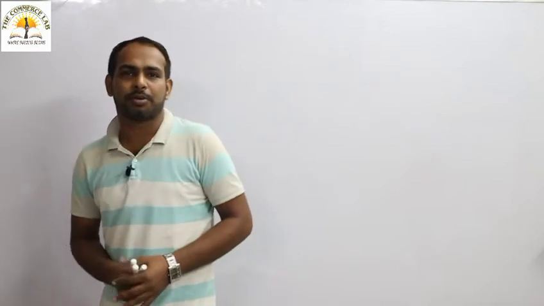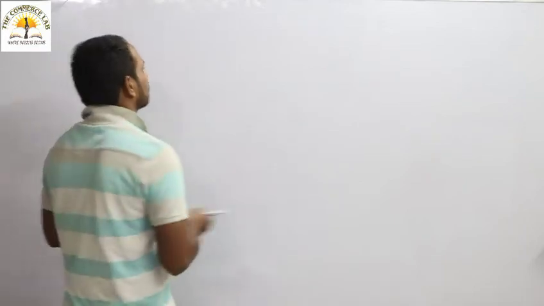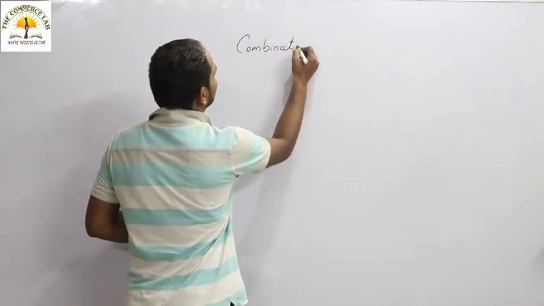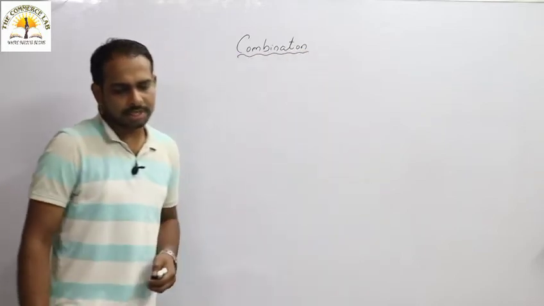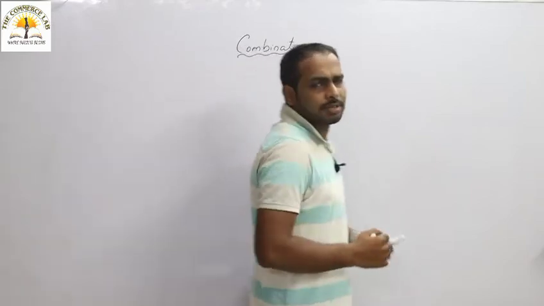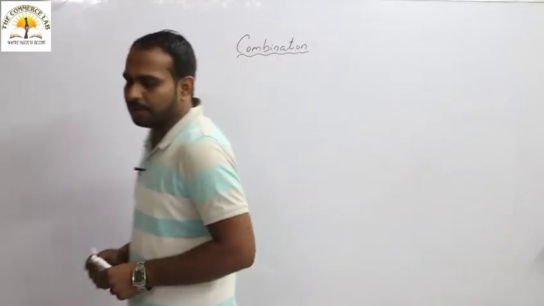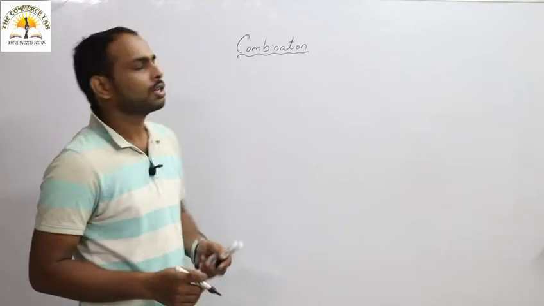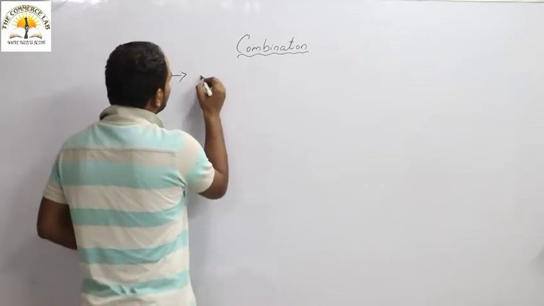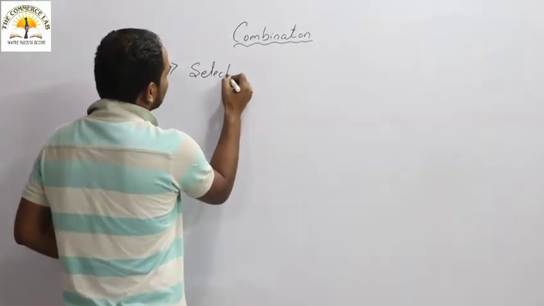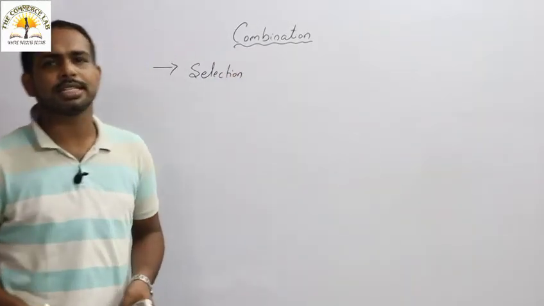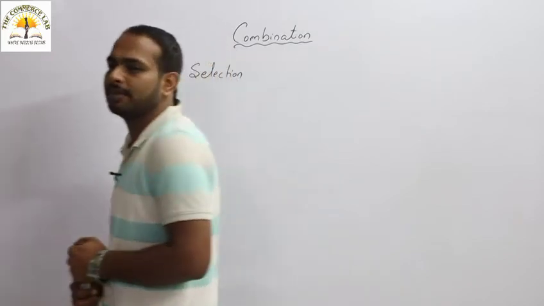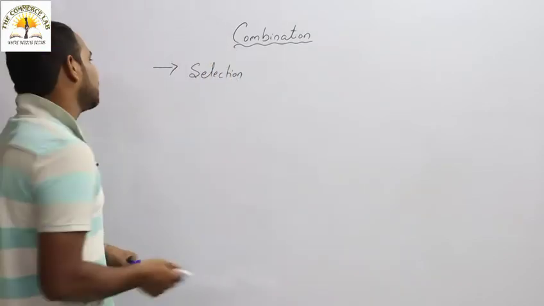Last class we discussed permutation, and today we are going to discuss the second part, that is combination. In the last video we discussed permutation in detail. So what do you mean by combination? Combination is nothing but selection. Permutation is all about arrangements. Permutation is otherwise known as arrangements, and combination is otherwise known as selection.